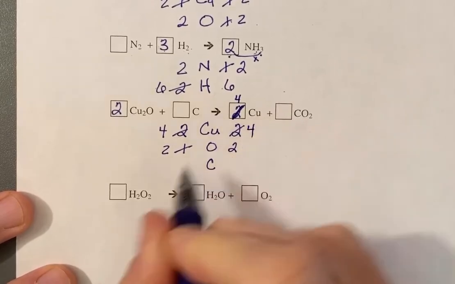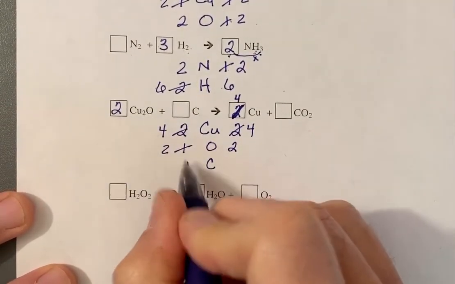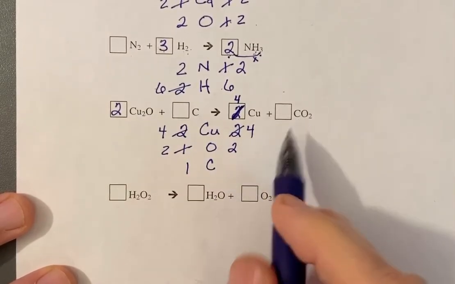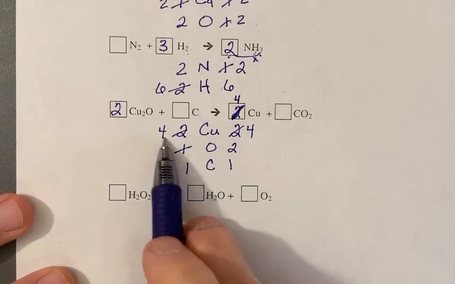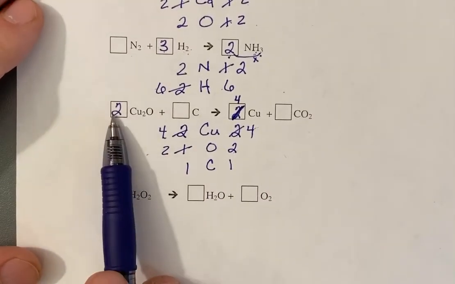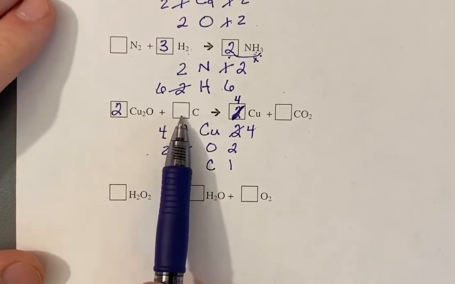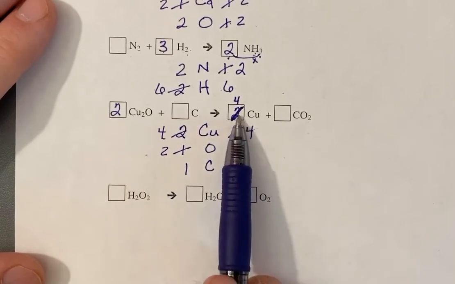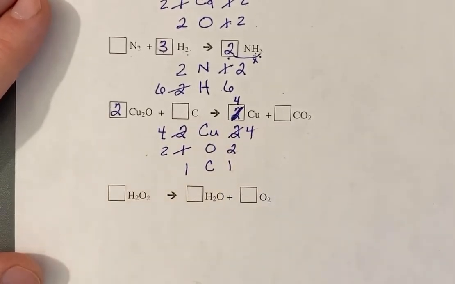So now you have 4 on this side. We have 4 and 4, 2 and 2. So how many carbons do we have? We have 1 on this side. We have 1 on that side. It's balanced. All right, so now we have 4 and 4, 2 and 2, 1 and 1. Balanced equation. It has 2 copper oxides, 1 carbon, 4 coppers, and 1 CO2.